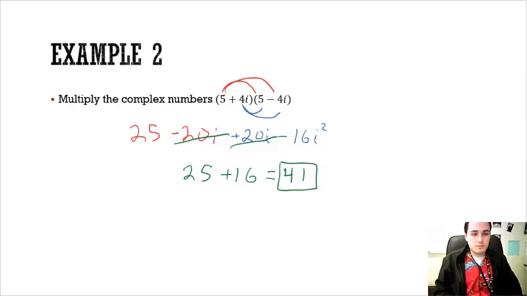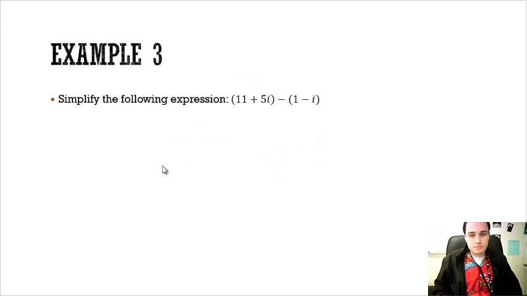Do one more example. And here, this is just combining like terms, but again, you got to pay attention to the negative sign here. So I need to change these signs. I've got like terms with the 11 and the 1, but because it's minus, 11 minus 1 is 10, and then with my 5i and my, well, it's -i there, but it's going to change signs to be a positive 1i. So 5i plus 1i is 6i.